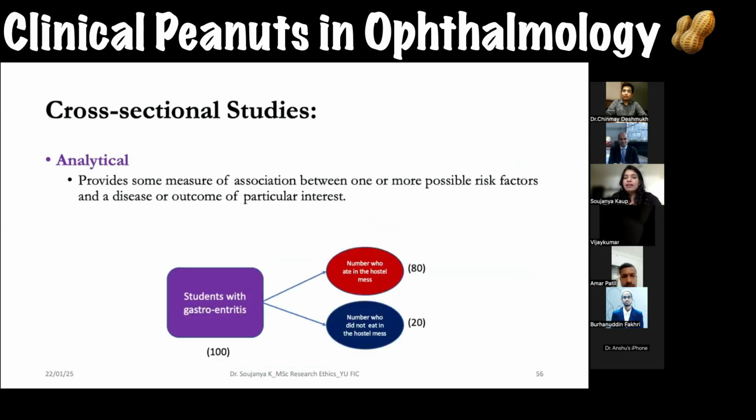So, if you compare among these students who had diarrhea or gastroenteritis, how many ate in the hostel, how many did not eat in the hostel. So, you're doing some analysis, then it is called an analytical cross-sectional study.